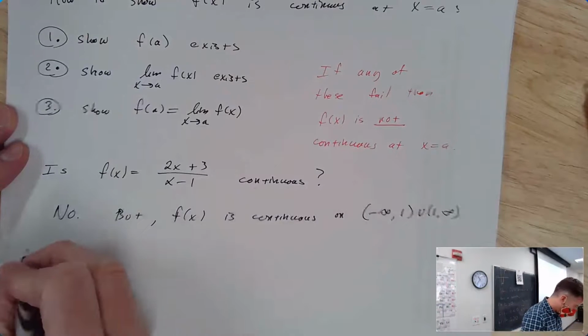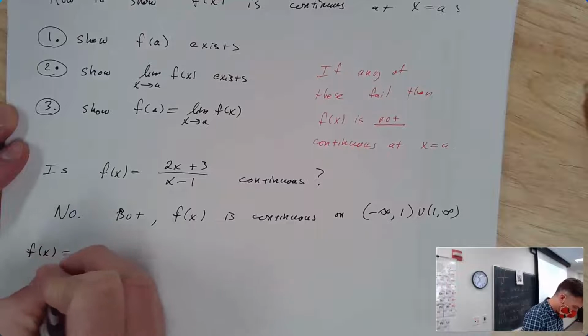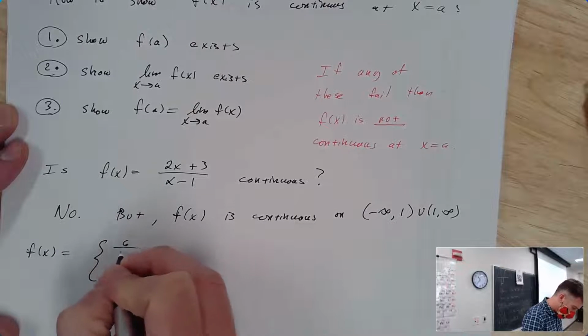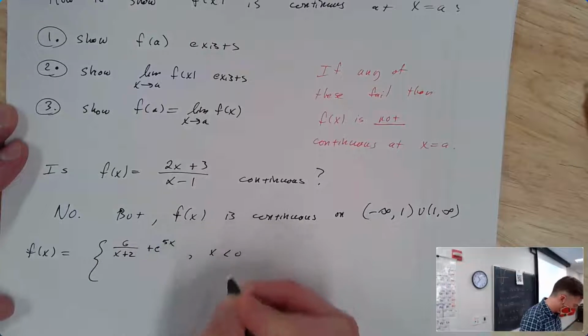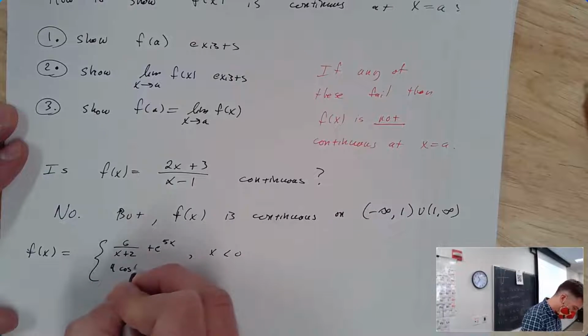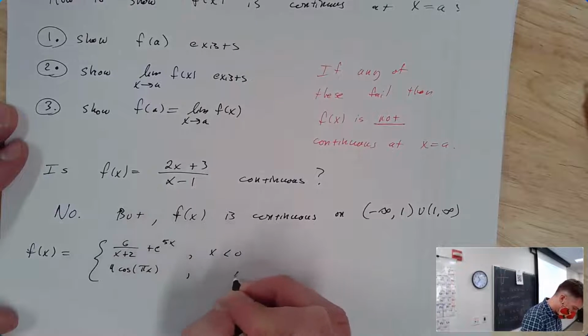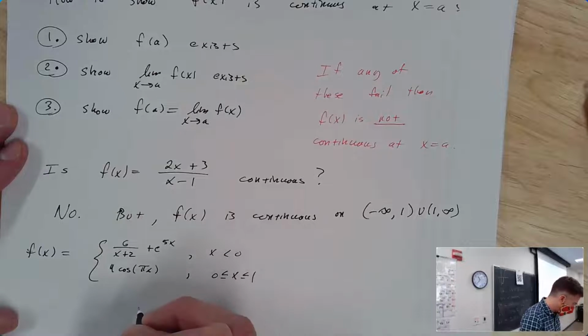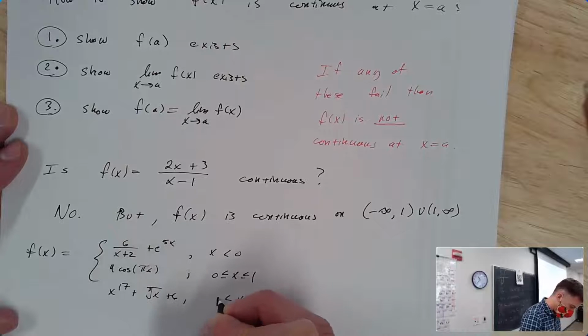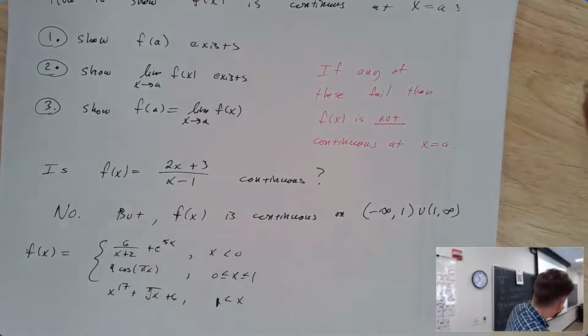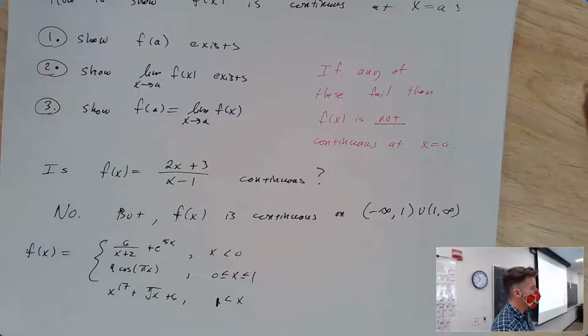Okay, so here's the function. f of x is 6 over x plus 2 plus e to the 5x when x is less than 0. It's 4 times cosine of pi x when x is greater than or equal to 0 and less than or equal to 1. And it is x to the 17th power plus the cube root of x plus 6 when x is bigger than 1. So aside from 0 and 1, is there any other place where this function could be discontinuous?